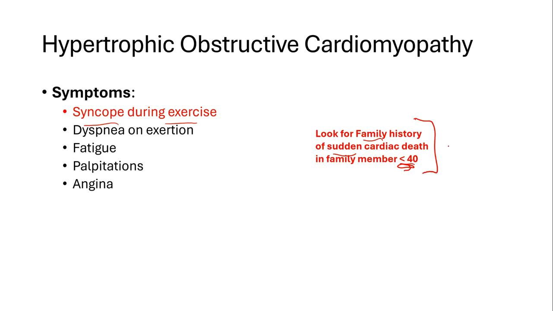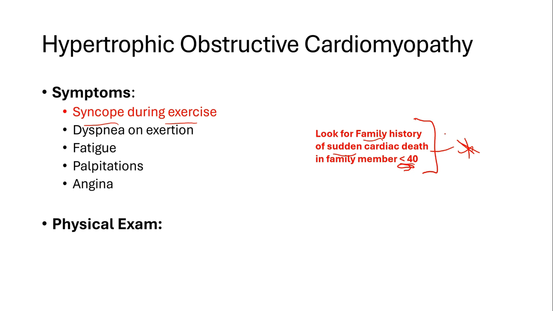Sometimes this will be the only thing you may see in a test question, and they will want you to know that this needs to be investigated further if they have someone in their family who has passed away from sudden cardiac death. Now, they'll typically also give you physical exam findings that are associated with hypertrophic cardiomyopathy.